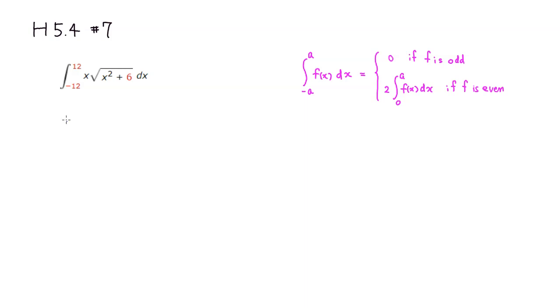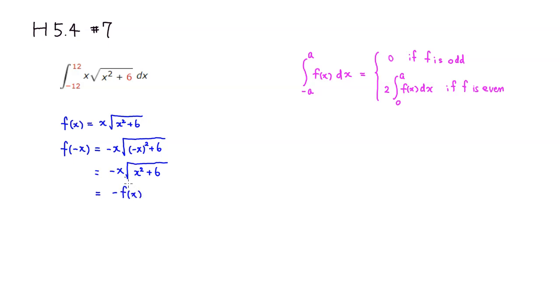All right, so let's check this function f. I'm going to call this integrand f of x, which is x times the square root of x squared plus 6. Let's see if it's even or odd. So we plug in negative x, replacing x by negative x. Inside the square root, we have negative x squared plus 6. This is equal to negative x times the square root of x squared plus 6, since the negative sign goes away when squared. You can see that this is simply the negative of the original function, f of x. By definition, we know that f is an odd function.